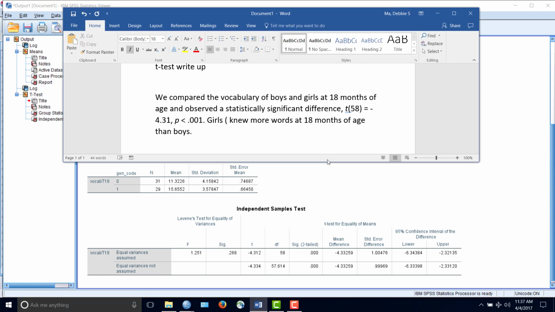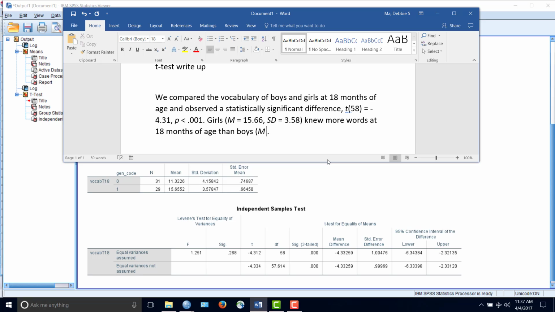It's useful for people to know, well, what was the vocabulary that we're talking about here? So we do that with an italic capital M, and it's 15.66. I've rounded that. And we also report the standard deviation. So capital SD, italicized, space, equals, space, and then we will type 3.58. Okay? We'll do the same thing here.